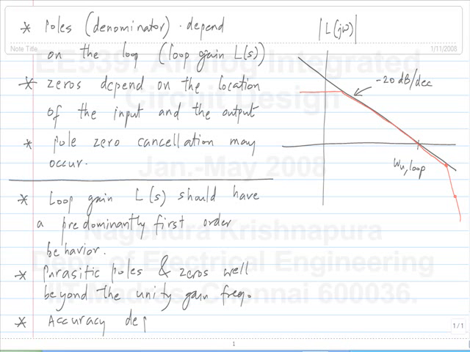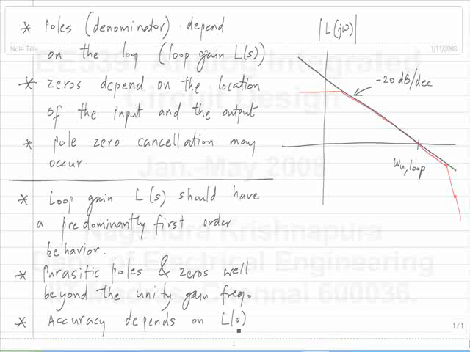So accuracy depends on the DC loop gain. That is, when I say accuracy, what I mean here is you are trying to control something using negative feedback, how accurately it is controlled in steady state depends on the DC loop gain. Okay.